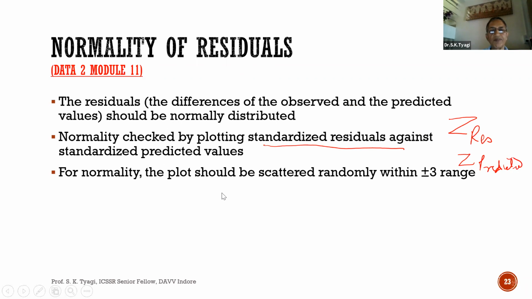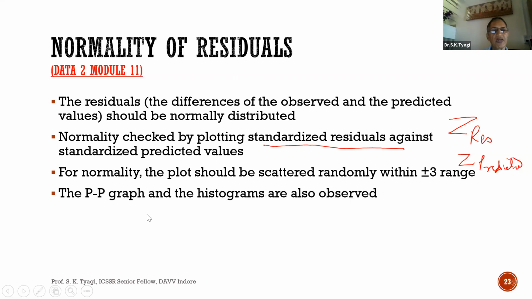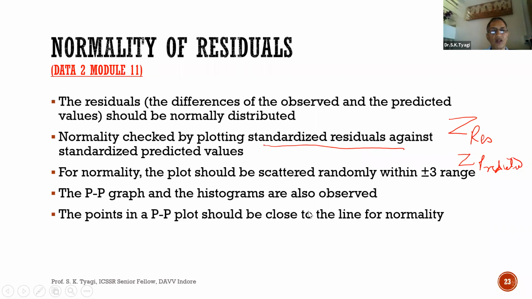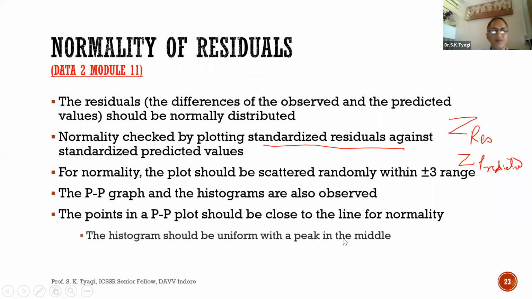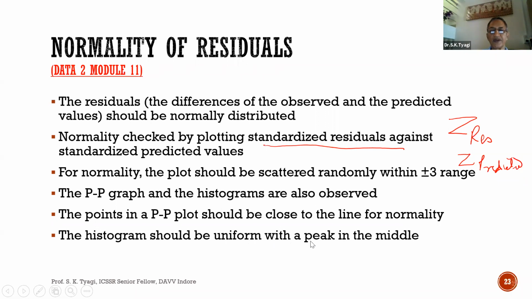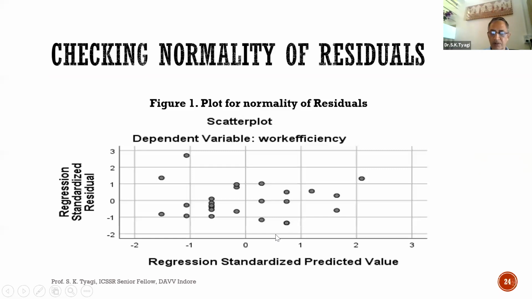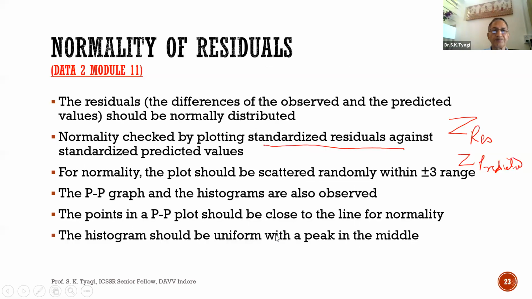For normality, the plot should be scattered randomly within a plus minus 3 range. There should not be a pattern. The PP graph and the histogram are also observed. The points in a PP plot should be close to the line for normality. We will see it, and the histogram should be uniform with a peak in the middle. Now let us see how this is done.